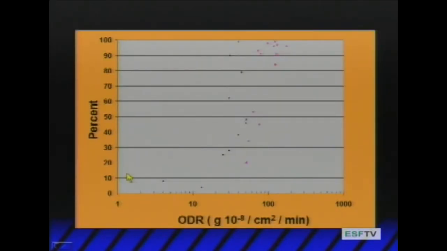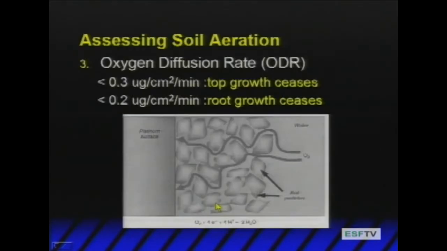Here's some data from a colleague in Georgia. A couple of his grad students, Scott Toriano, one of Larry Morris' students, looked at percent growth, percent change in oxygen diffusion rate. So here's this, grams times 10 to the minus 8 per centimeter squared per minute. And this is 10, 100, 1,000. So you can relate back to our last slide. If I just go back, you see that 0.3 micrograms, that's 10 to the minus 6, 0.3.